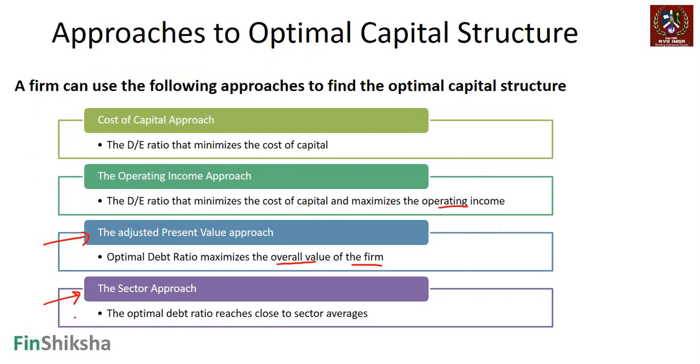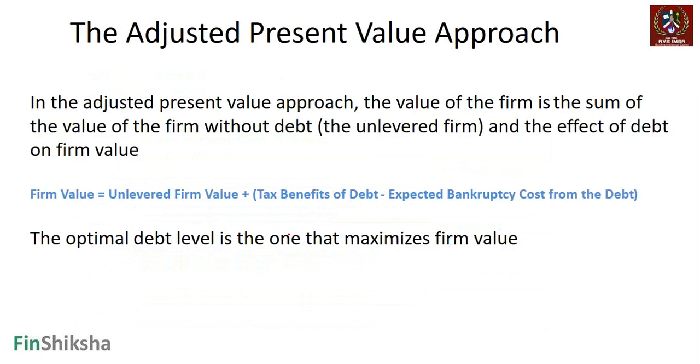And we're also going to look at the sector approach, where the optimal debt ratio is essentially the one which reaches closer to the sector averages, right? So we will look at both of these one by one. Let's first look at the adjusted present value approach and understand what this means.